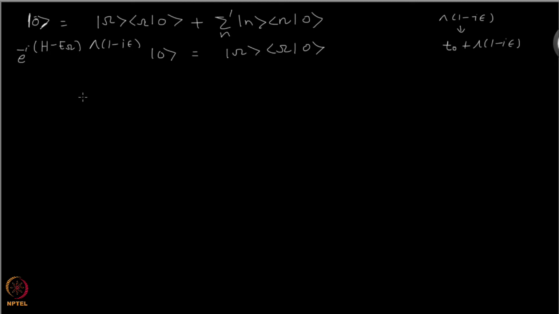Okay, so if I do so, then you can see that I can express ket omega here as the following. This algebra you can check. It will be e to the I e omega T naught plus lambda 1 minus I epsilon, times e to the minus I h T naught plus lambda 1 minus I epsilon.